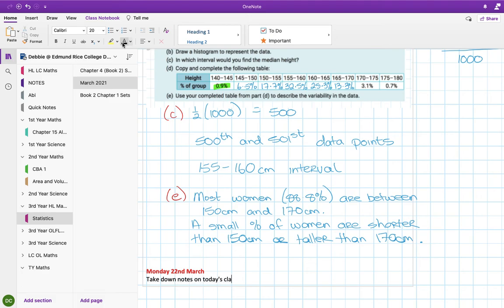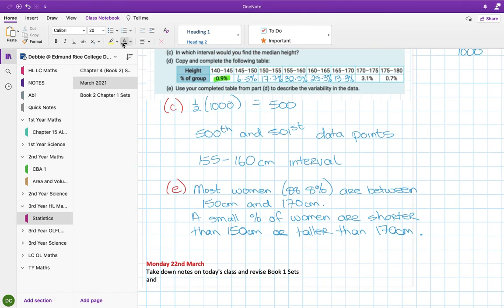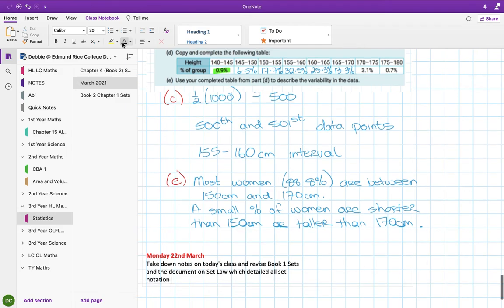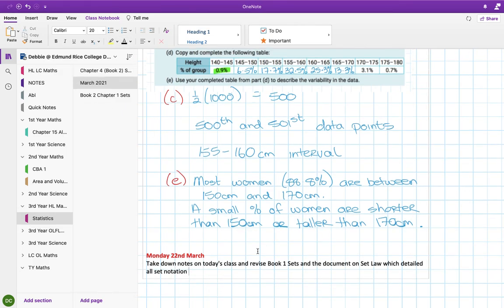Take down notes on today's class and revise book 1 sets and the document on, what did I call it, set law, I think, which details all sets notation. Okay, so you're not going to learn any new notation for higher level. It doesn't work that way. We've learned all the notation in first year, so please do it.